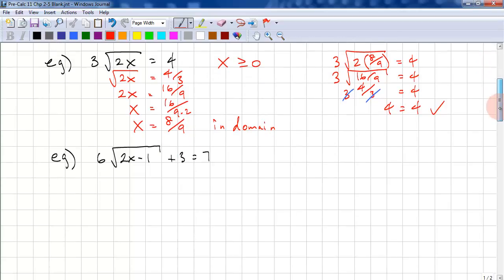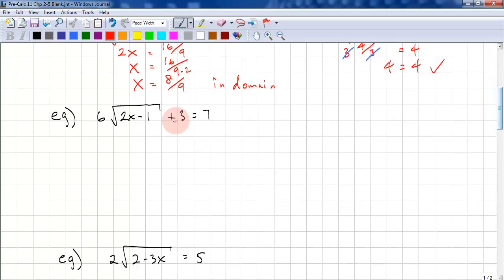Let's try a slightly harder example. We need to isolate the radical, and we always adjust the adding or subtracting terms first. So we have 6 root 2x minus 1 equals, the 3 becomes a negative 3, so 7 minus 3 is 4. Now we need to divide both sides by 6.